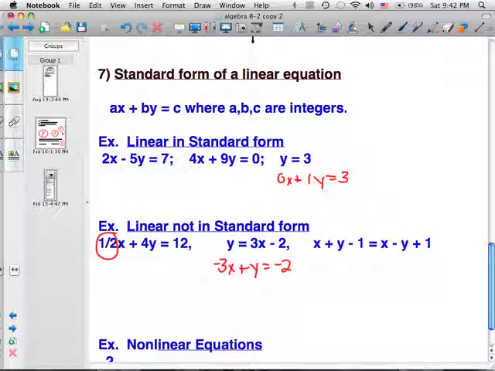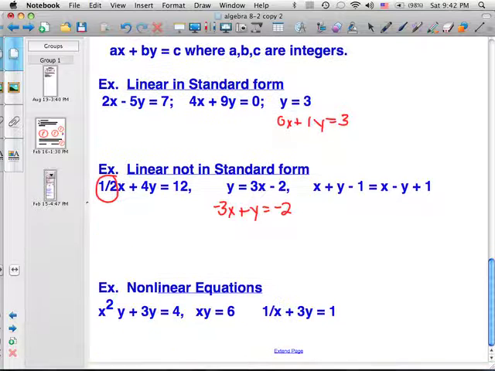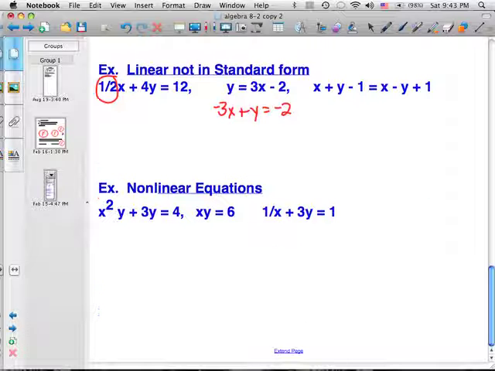And these are not in standard form because I have x's on both sides and y's on both sides and the -1 on both sides. So they're linear because all exponents are 1, but not in standard form. And then last of all, these are nonlinear equations. If you try graphing them, you would not get lines.